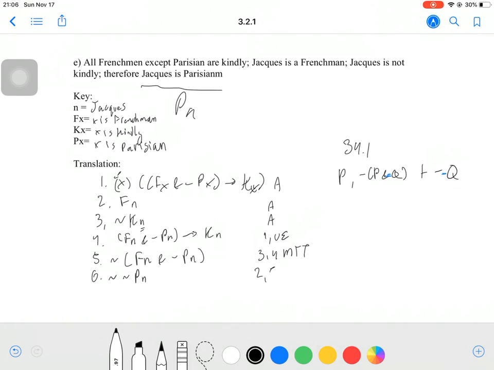So from 2 and 5, using SI 34.1, we can get not not Pj, and then we can get rid of those double negations using double negation to just get that Jacques is a Parisian. 6 DN. Then we add in the assumption numbers, 1, 2, and 3. And we're done.